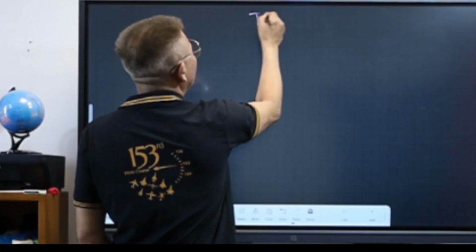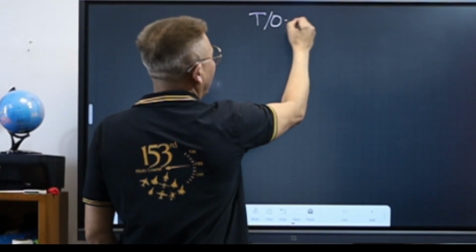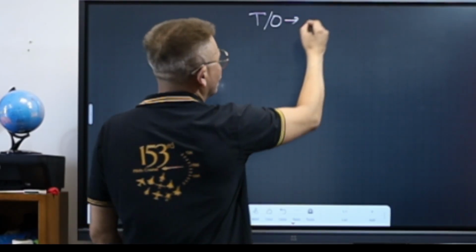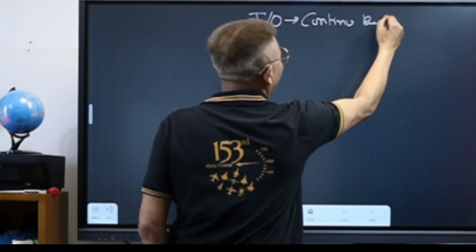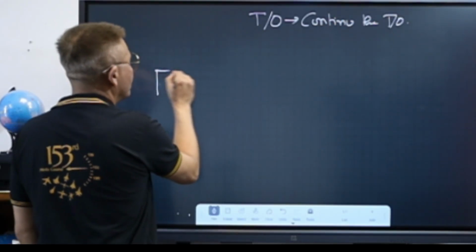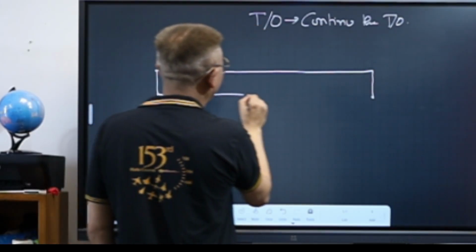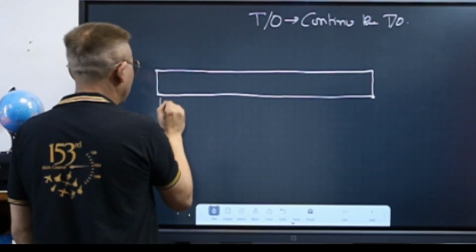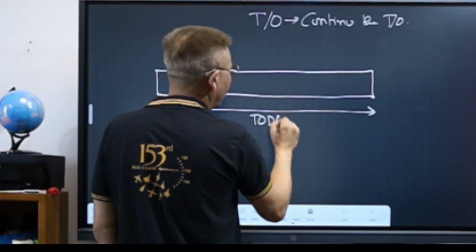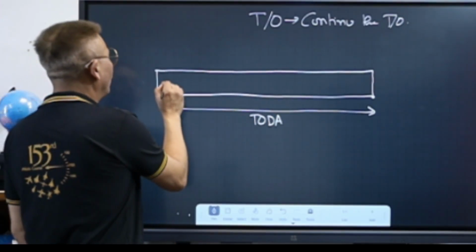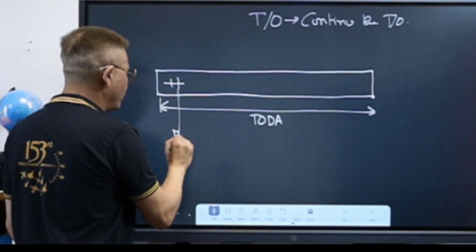Now we will consider the takeoff phase on which at V1 the captain decides to continue the takeoff. Let us consider that this is the runway and this is the end of the takeoff distance available. This distance is considered as takeoff distance available, TODA. My aircraft will line up here and will release the brake. This is the brake release point.